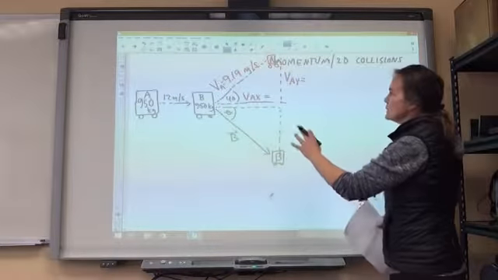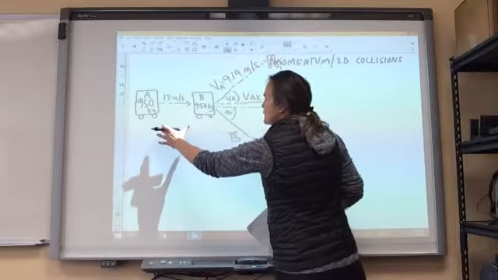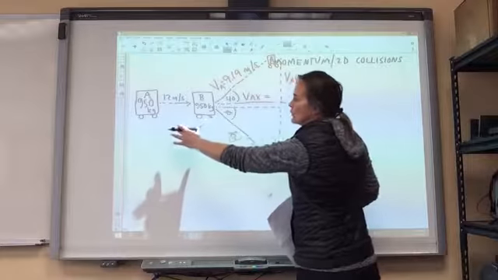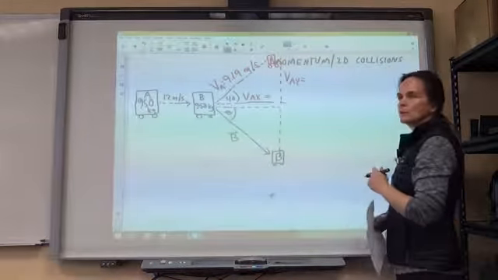So we're just going to break this up into two pieces. Momentum before the collision equals momentum after the collision in the x direction. Momentum before the collision equals momentum after the collision in the y direction.